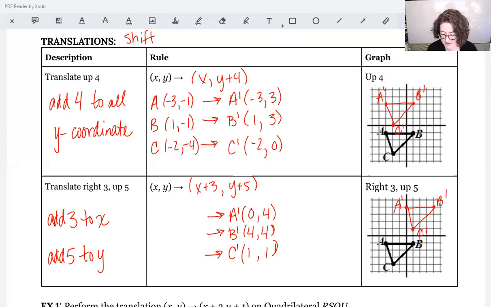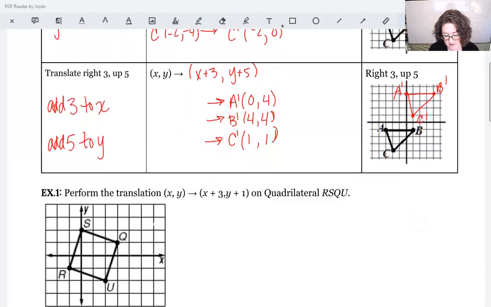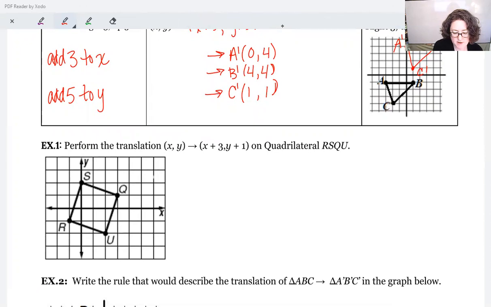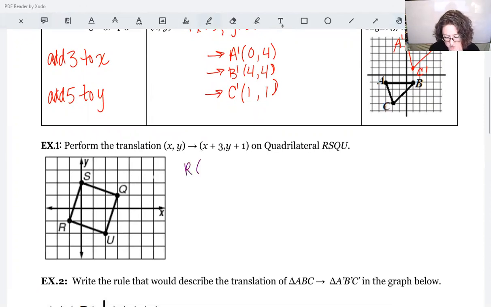So let's look at a couple more examples. Our next one, we are looking at performing a translation, and our rule is x plus 3, y plus 1. And we're going to do that on the quadrilateral RSQU. So again, let's start out by figuring out first what all our coordinates are. Our R coordinate is sitting at -1, -1. S is at 0, 2. Q is at 3, 1. And U is at 2, -2.